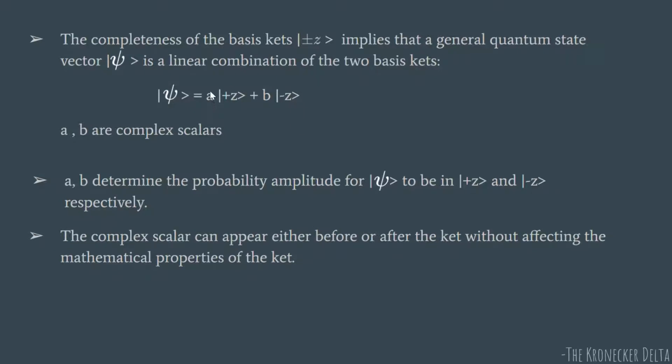This scalar A can appear before this ket or after this ket. It means you can write A here or you can write A after this. Similarly, you can write B here or B after this. This makes no difference to the meaning that we're trying to imply, and this is just stated as a property which will come in handy later on.